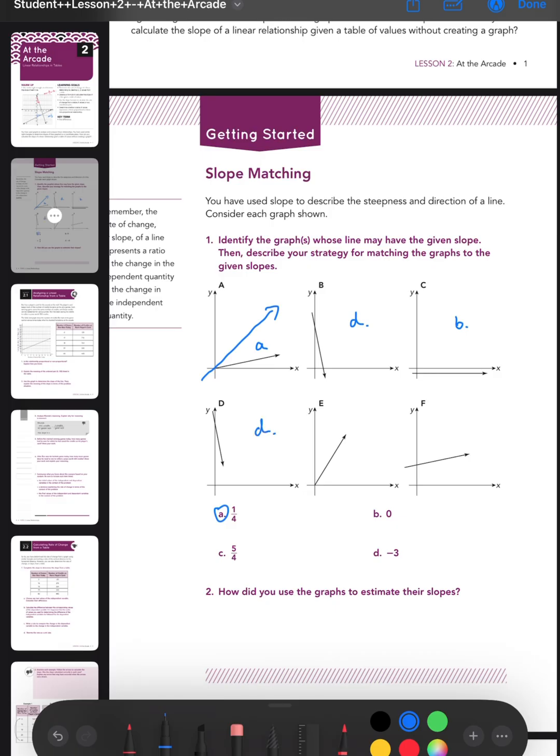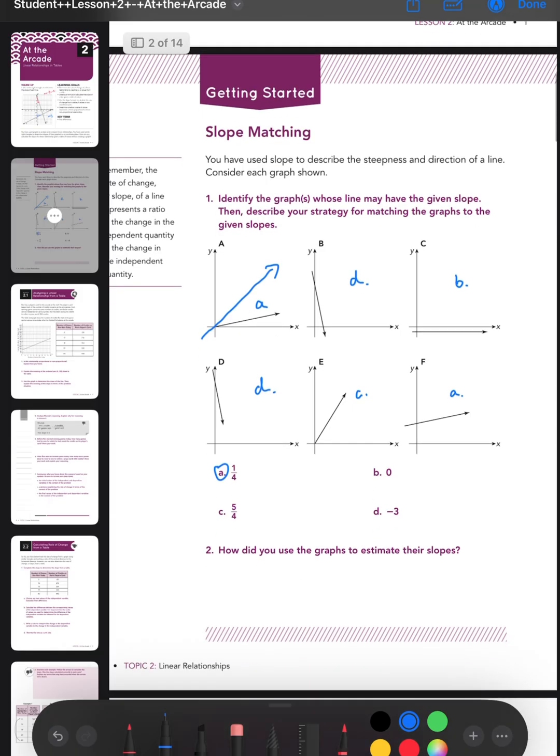And then E, we got a positive slope, looks slightly steeper to me than what the parent function might be, so a little bigger than 1. So C would match up perfectly to that one, 5/4. And then F is a lot like letter A was. It's 1/4 would be my guess. It is positive, but it looks flatter than the parent function. So I'm going to say A.